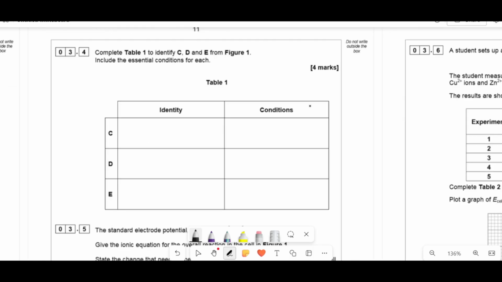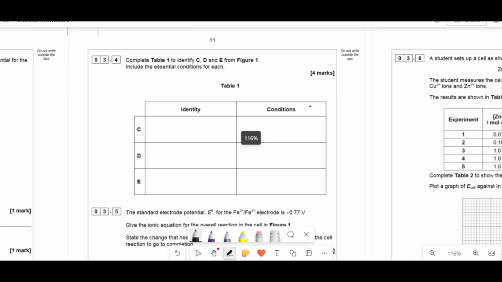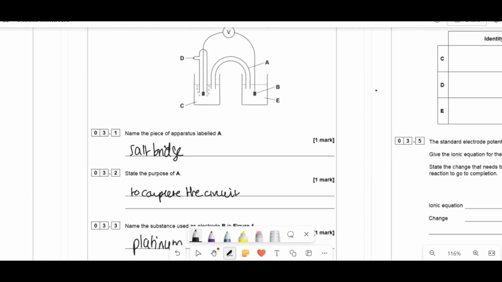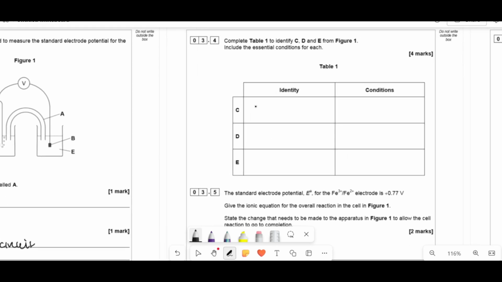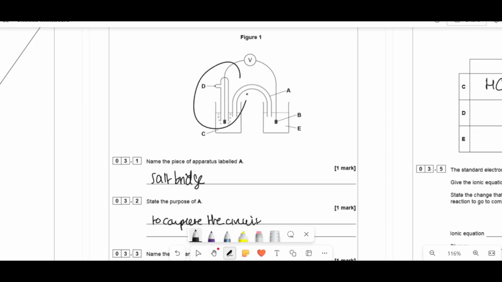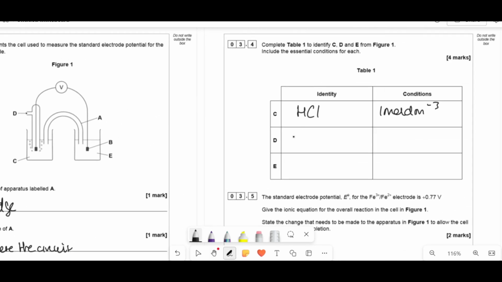So now it says complete table 1 to identify C, D, and E from figure 1 and then include the essential conditions for each. So if we have a look, C here is the solution that the H2 is being bubbled into. So it has to be something with H+ in it. So any monoprotic acid, so HCl, and what's the condition? 1 mol dm^-3. You could do H2SO4 and make it 0.5 mol dm^-3, but you just want 1 mole of H+, that's why. Now what's going into this hydrogen electrode? Hydrogen gas, right? Because it's a gas, we need to make sure it's 100 kilopascals, because that's standard. That's what we use as our baseline for everything.